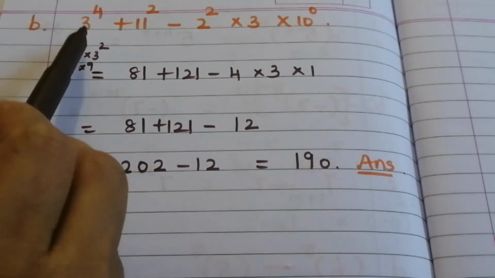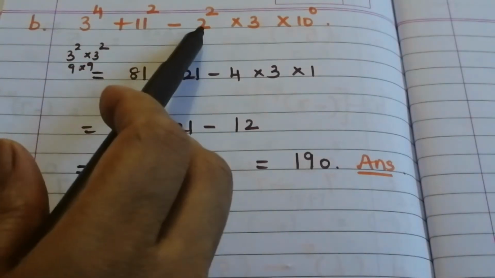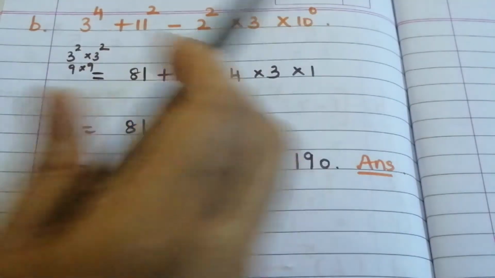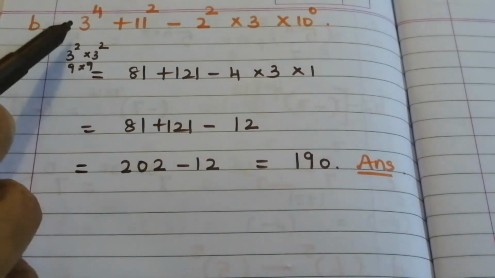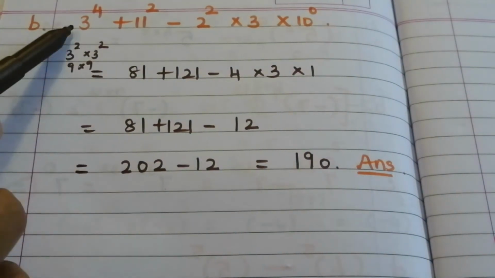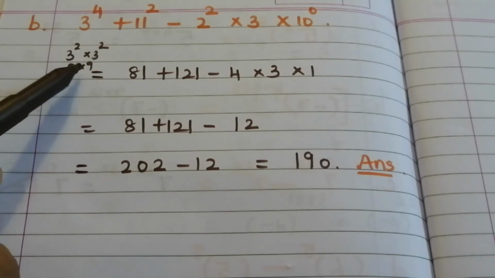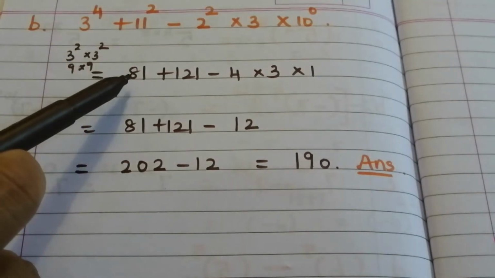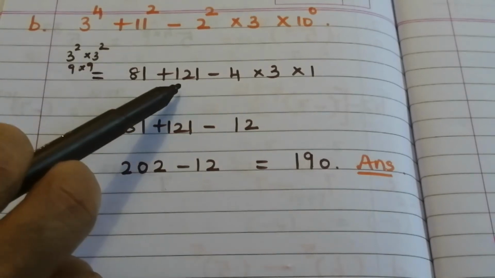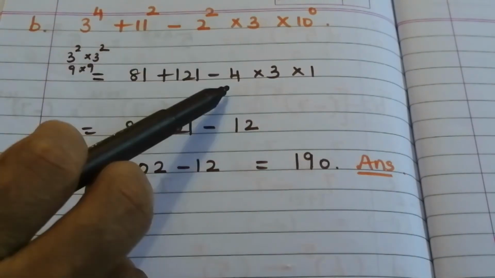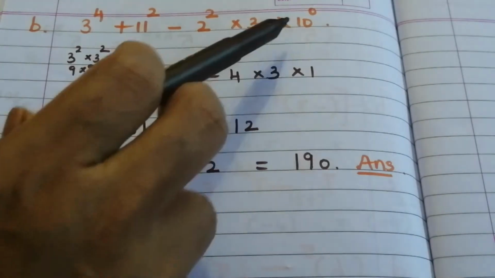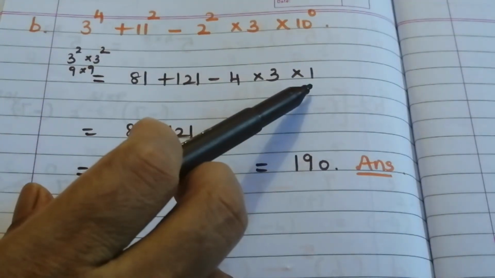And problem B, 3 power 4 plus 11 square minus 2 square into 3 into 10 power 0. We know 3 power 4 is 81. That means 3 power 4 is written as 3 square into 3 square. 3 square is 9. So 9 into 9 equal to 81. Plus 11 square equal to 121 minus 2 square equal to 4 into 3 into 10 power 0 is 1.